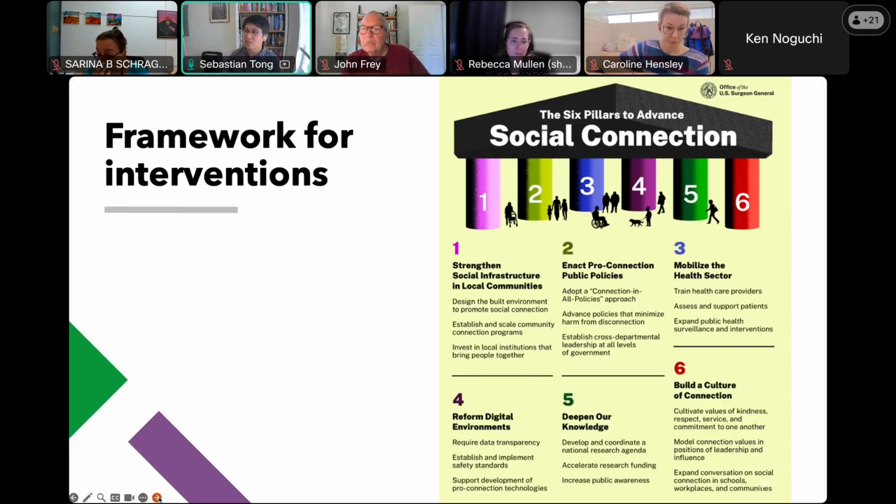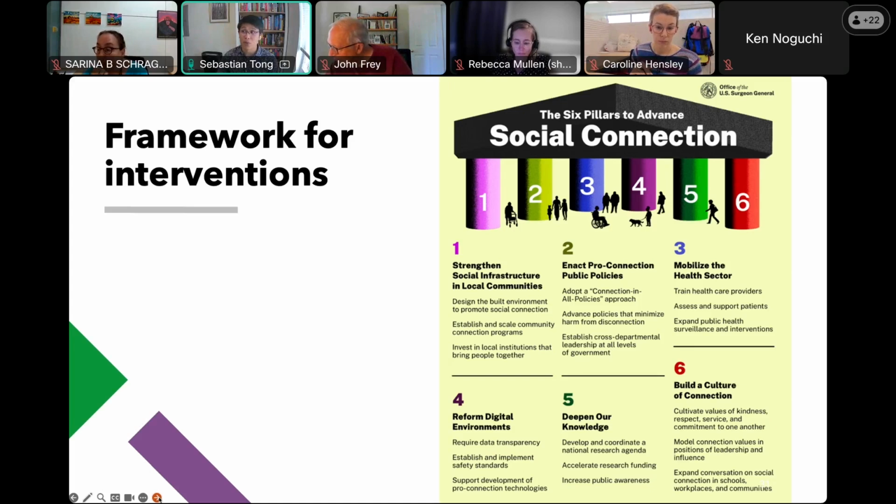So this Connection 6 pillars framework came from the U.S. Surgeon General's office, from the previous Surgeon General, Dr. Vivek Murthy. And he actually also wrote a book talking about how he himself experienced loneliness after his first term as Surgeon General, before a second term. And so some of the things are mostly beyond the scope of the healthcare system, but I think it is at least important for us to think about how we think about our social infrastructure in local communities? How do we have policies that promote connection? How do we think about our use of social media and deepen knowledge? How do we build a culture of connection in our clinics and our communities?